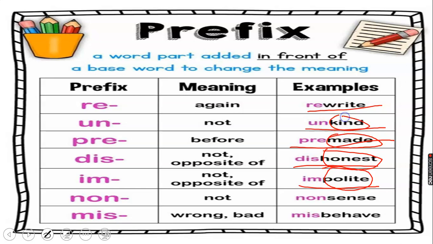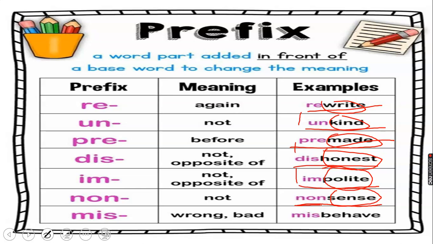This one in black pen are the what? The root words. They are the root words. While the one in the other color of ink are the what? Prefixes. Now non means not. Nonsense. That means it's not making sense. This sense is the root word, while the non is the prefix.